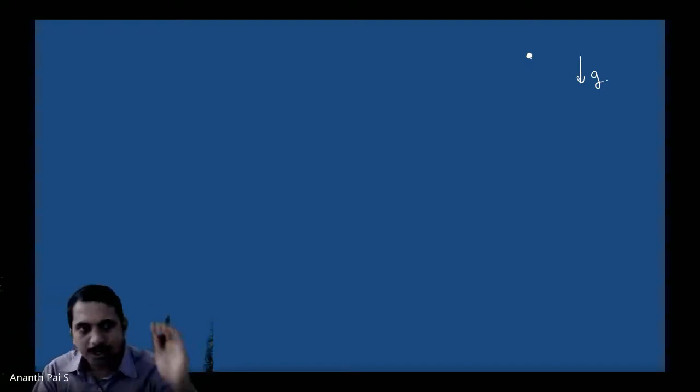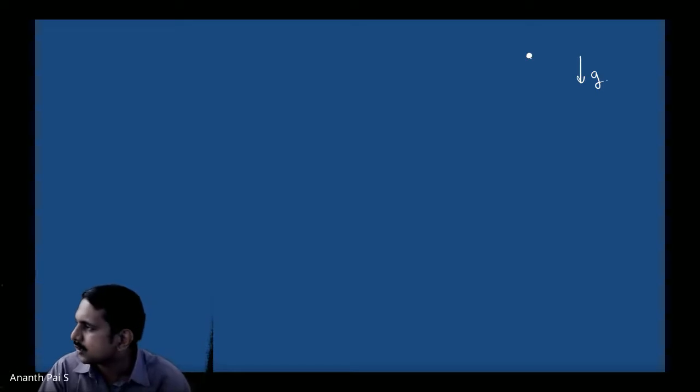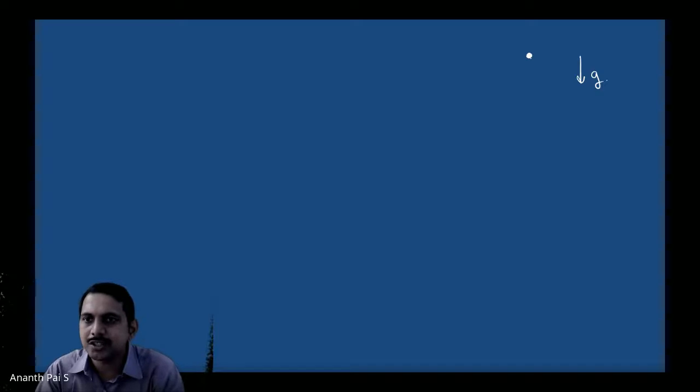A stone falling due to gravity. What is the differential equation? Yes, tell me. You asked the question. A stone falling due to gravity. What is the differential equation? The differential equation is d square y by dt square is equal to minus g.